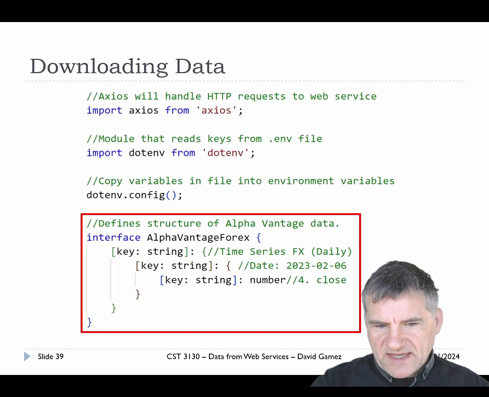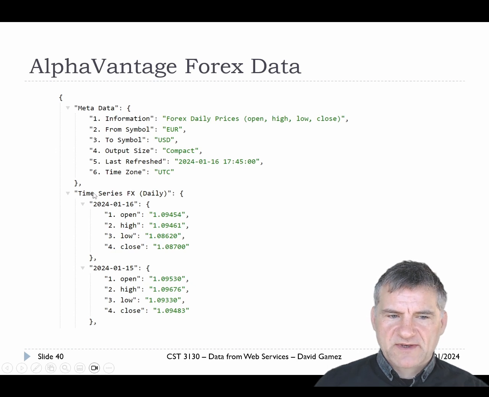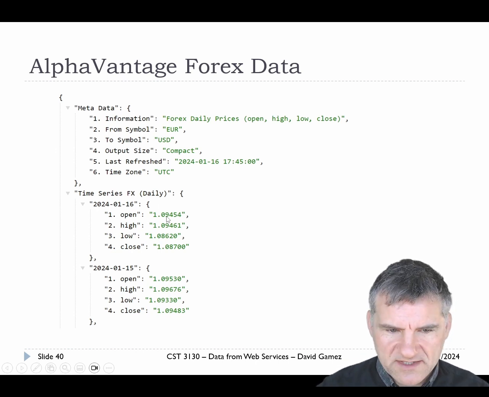So this here is defining the structure, and as you can see, we've got a string key here, Time Series FX Daily, and that's pointing to an object with a bunch of other keys, where the key is the date and the values are the open, high, low, close kind of thing.